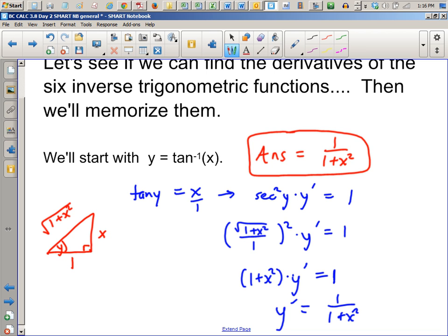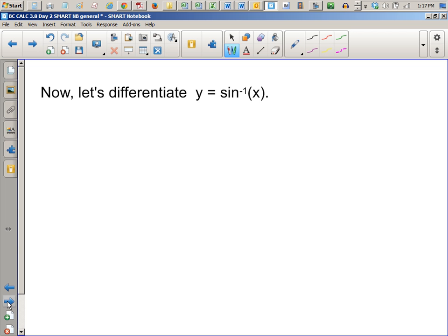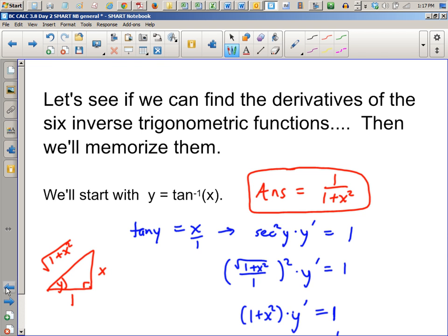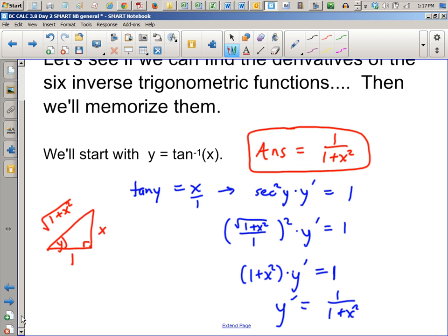This is the one and only time you have to ever derive this. From now on, you can just know that the derivative of arctan is 1 over 1 plus x squared. Okay? What about arcsine? I can go back. So here's my work for that. I'm going to do this with all 6. It goes really fast. Actually, I'm going to do the first 5. You'll do the last one.